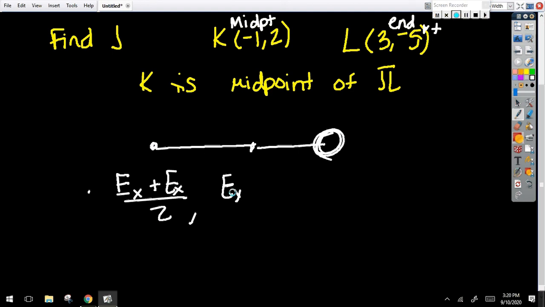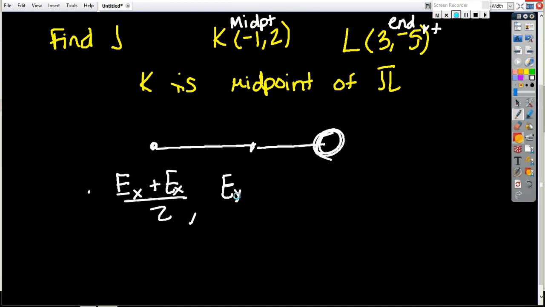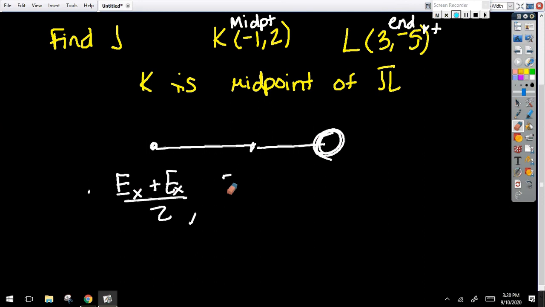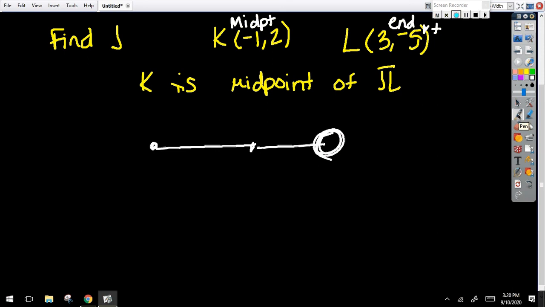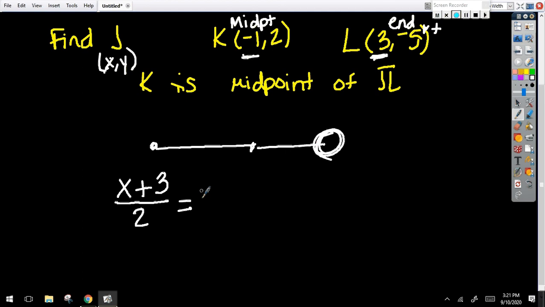Let me explain this a little bit easier. Let's say I want to find x and y for J, right? What should happen is this x, that's an endpoint, plus this x, because that's the other endpoint, divided by 2 should give me the midpoint's x. And then this y, so I don't know what it is, plus the other endpoint's y, divided by 2 should give me the midpoint's y, right?